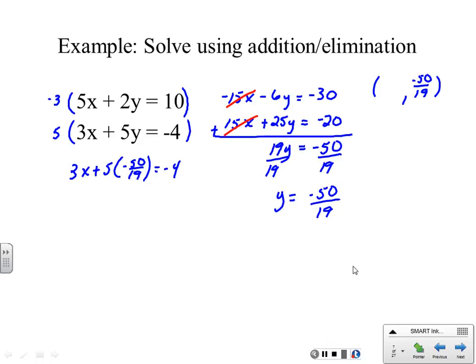Now, again, it's your choice. If you want to take negative 50 over 19 and plug it into the top equation, you can. Like I said, it's calculator, calculator, calculator. So we're going to have 3x is equal to 5 times negative 50 over 19. I did it. I came up with negative 13 and 3 over 19. Mixed number. Okay, I'm going to do it just in case, okay?